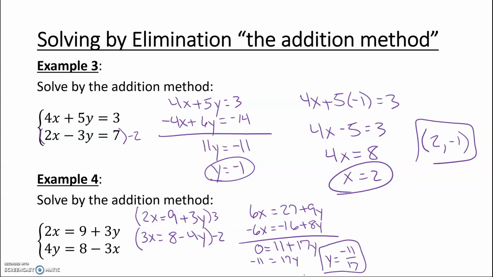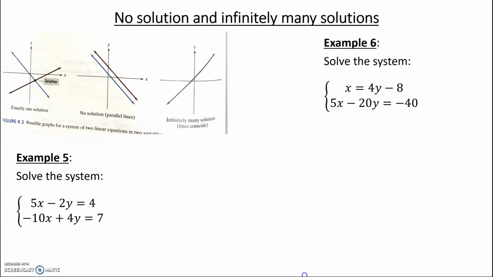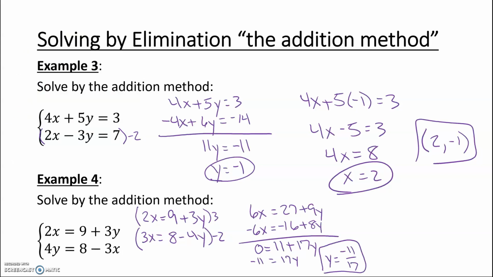So it's a little ugly. Now we're going to plug that back into one of the equations. And again, it is a little ugly. So let's go ahead and plug it into the bottom one. So we're going to say 4 times -11 over 17 equals 8 minus 3x. So 4 times -11 over 17 is -44 over 17.